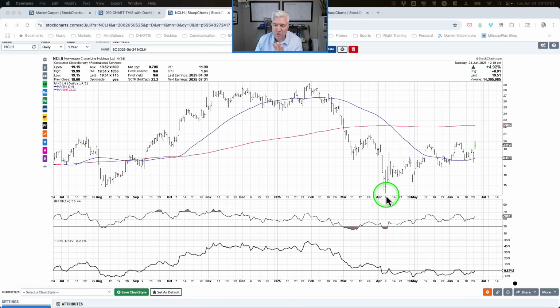Stocks, Norwegian bottomed on April 7th, and from there started to bounce higher. So we have a clear peak in late January. We have a clear low now firmly established from early April. Perfect time to apply Fibonacci retracements.